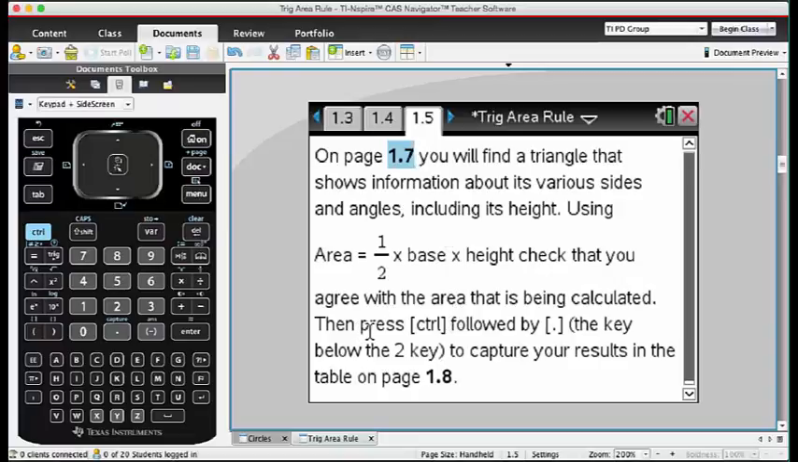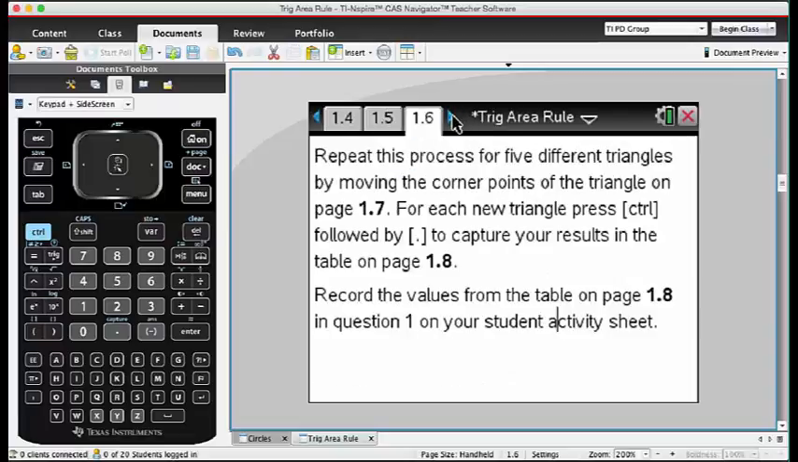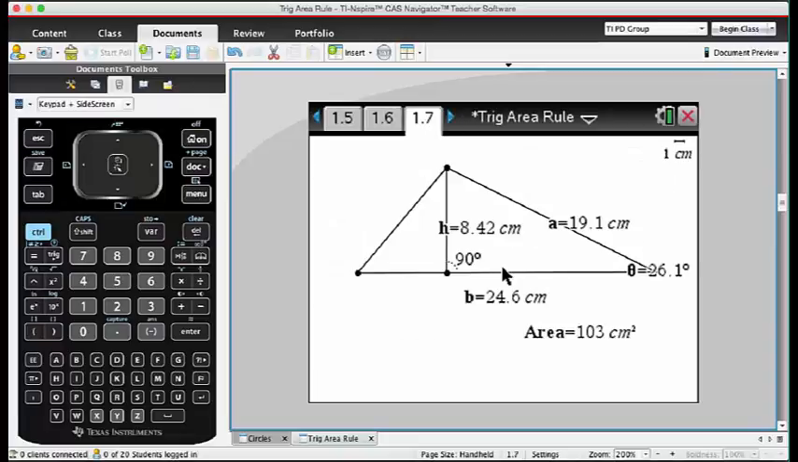And down the bottom here, it says we're going to have a look at a couple of triangles in a moment, and we're going to press control followed by the dot, full stop or decimal point, which will capture some of the results that we get with these triangles. I'll show you how that works in a moment. It then talks about repeating the process for five different triangles, and then the students have to fill in the information on the worksheet.